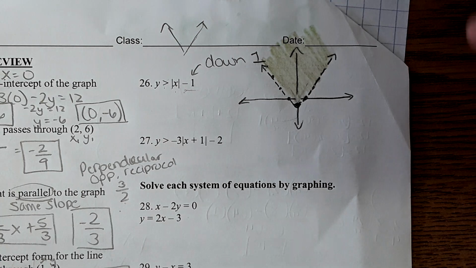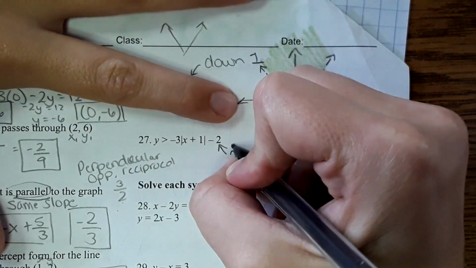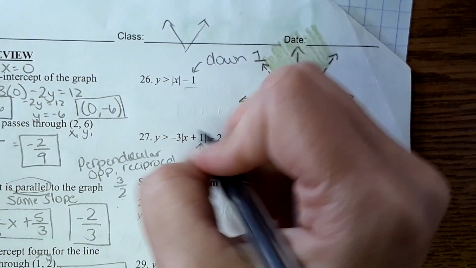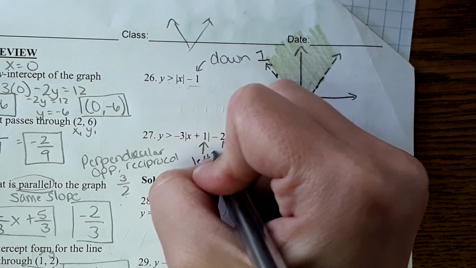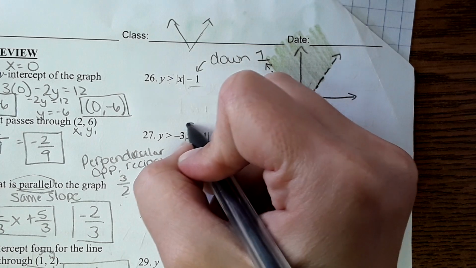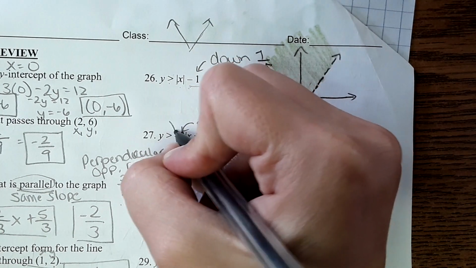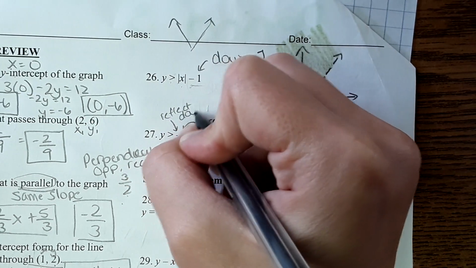Number 27 is a little bit more complicated. It brings everything together. Before we graph it, I'm going to pick it apart. This -2 means down 2. The plus 1, remember it's opposite, so it's actually left 1. The 3 is a stretch. And then the negative means reflected down.